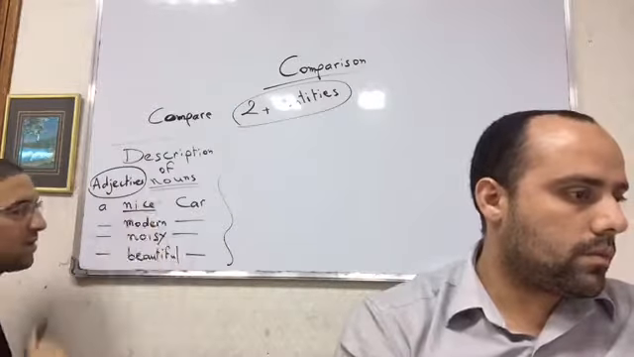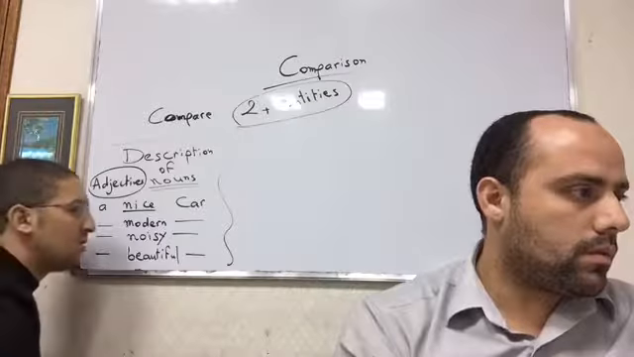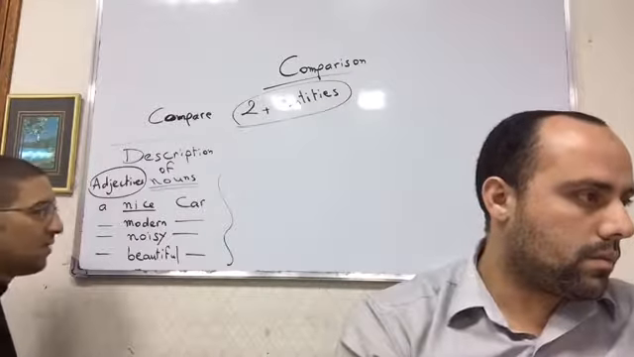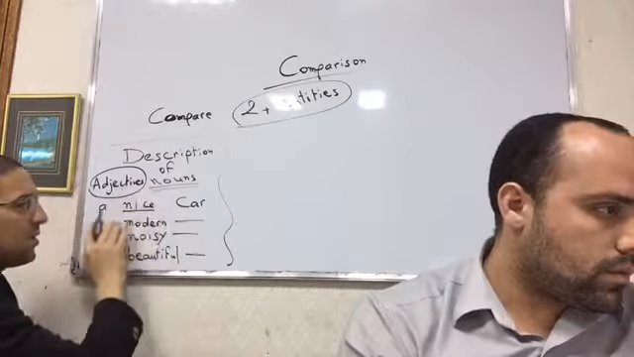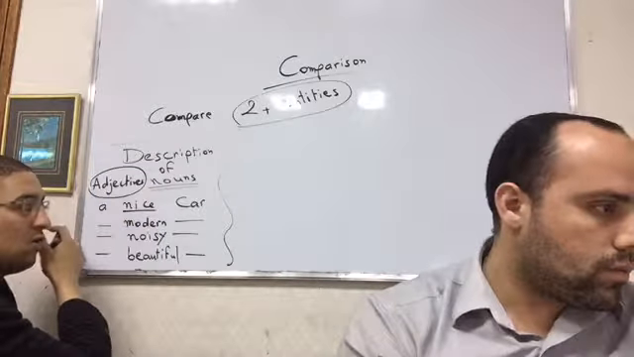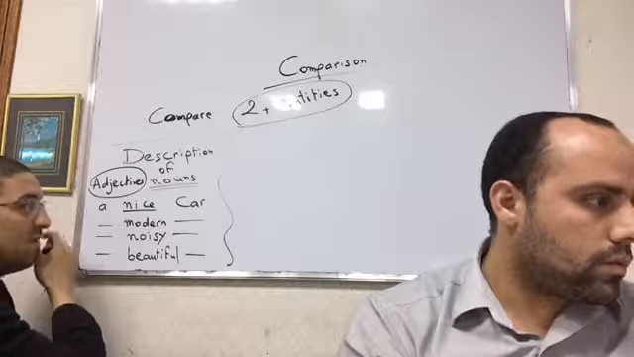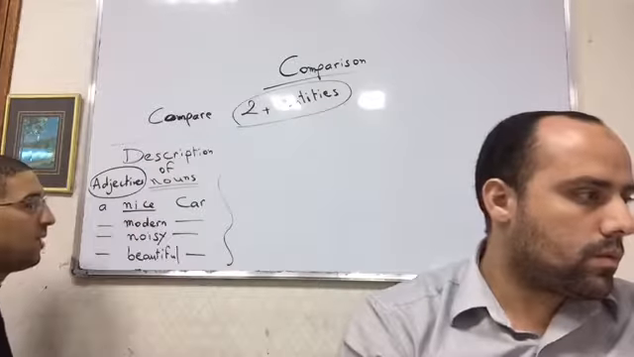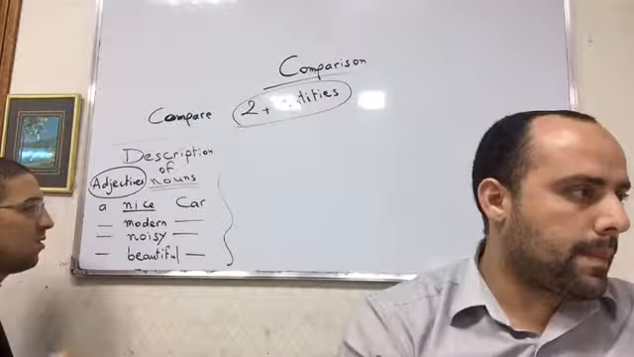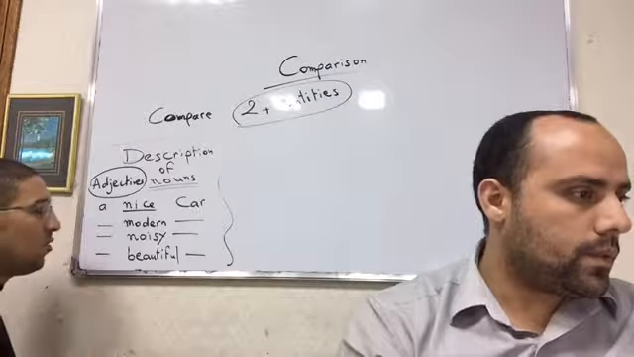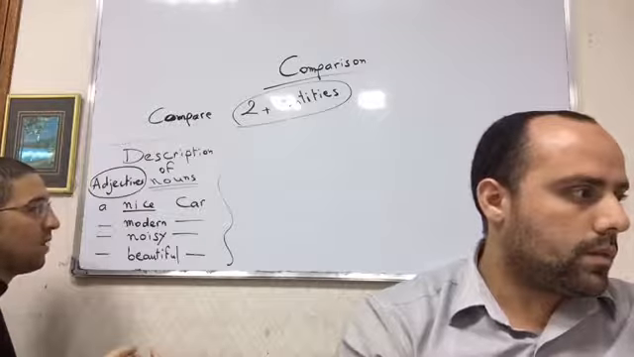Adjectives modify nouns. They come before nouns in English, and they change the meaning of the noun. If you say a car, it could be any car. But if you say a nice car, you modified the noun car. You're not talking about any car. You're talking about a nice car, a modern car, a noisy car, a beautiful car.